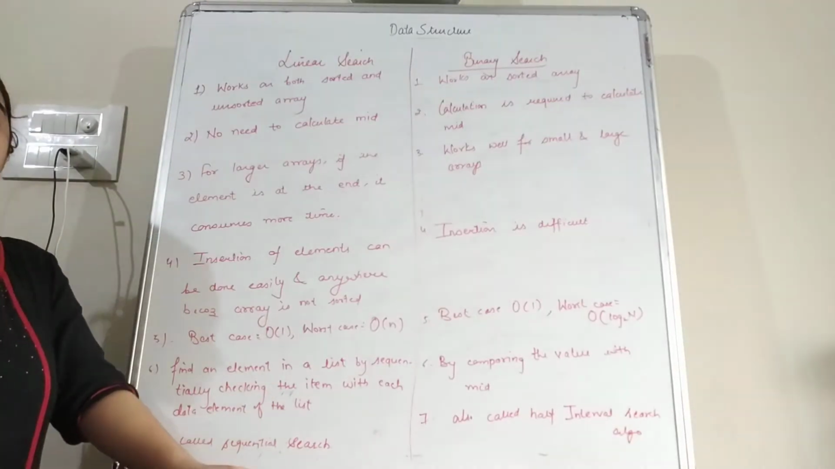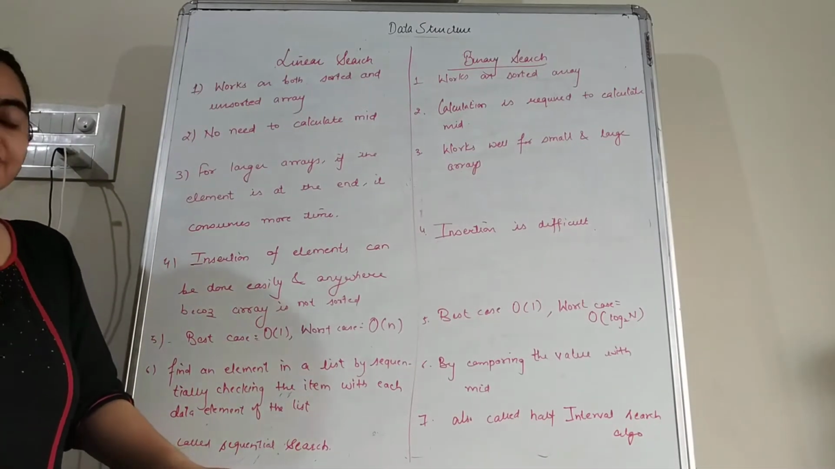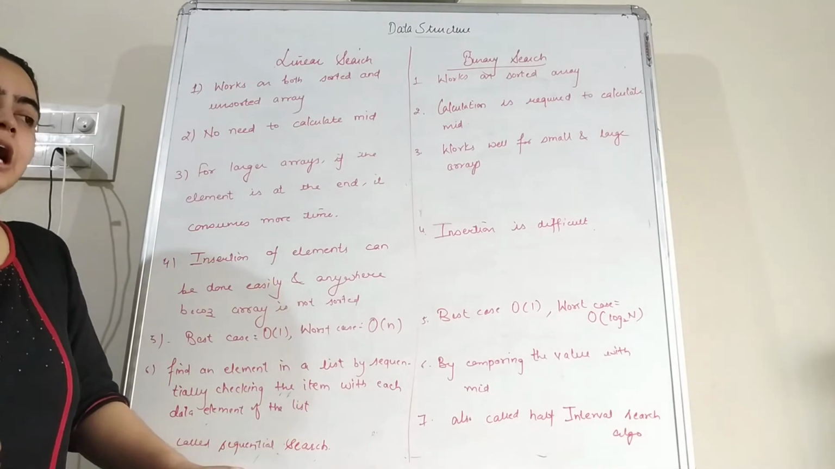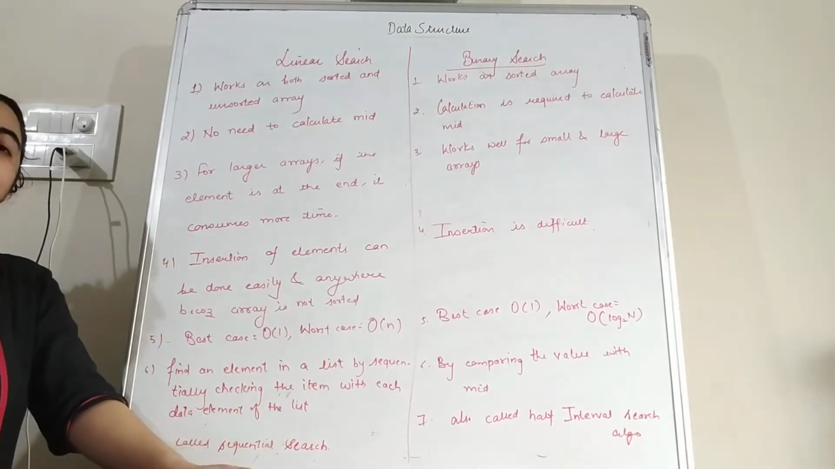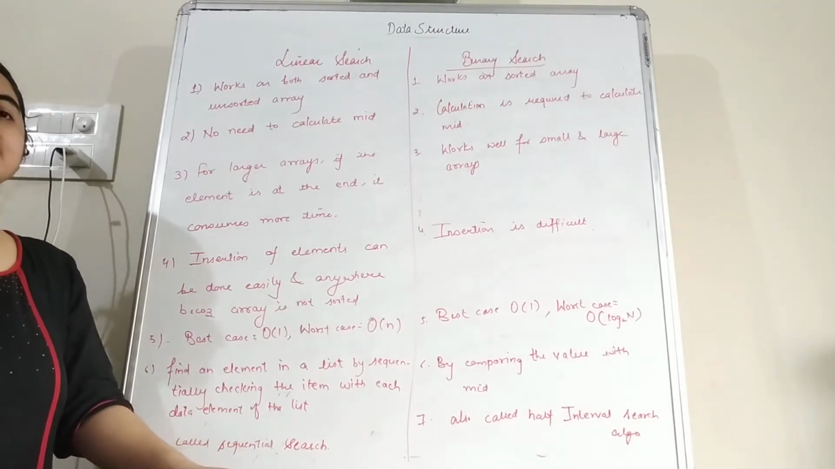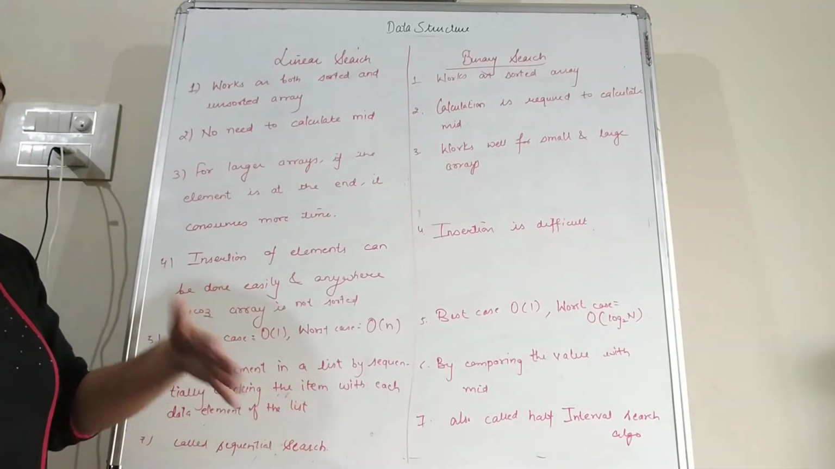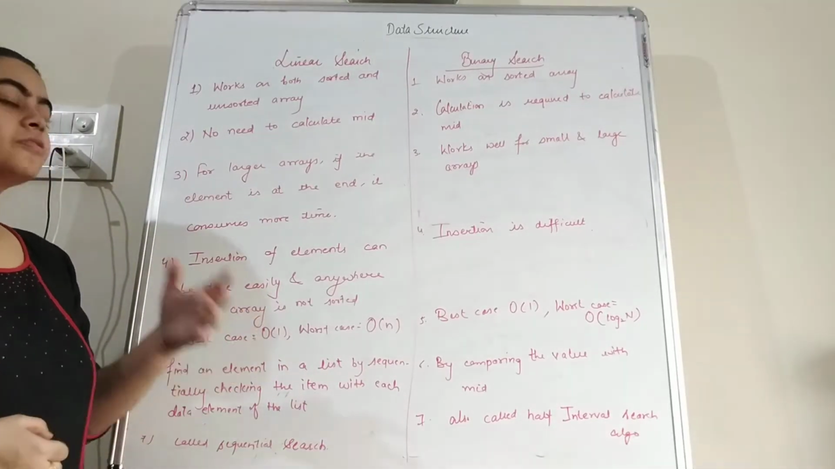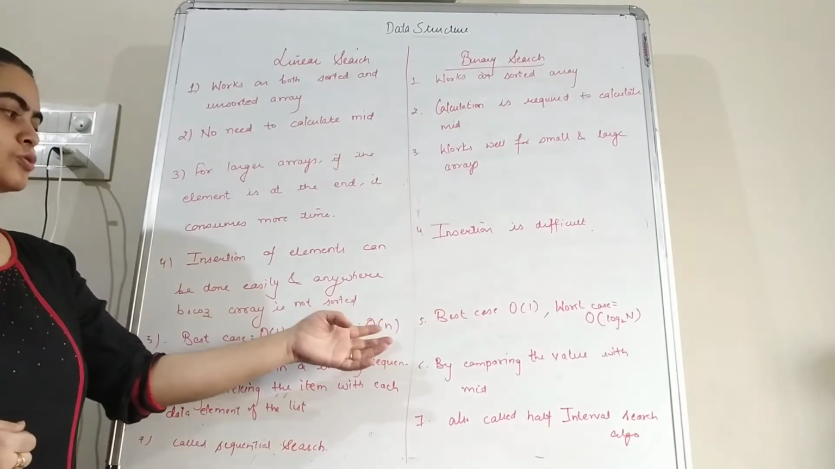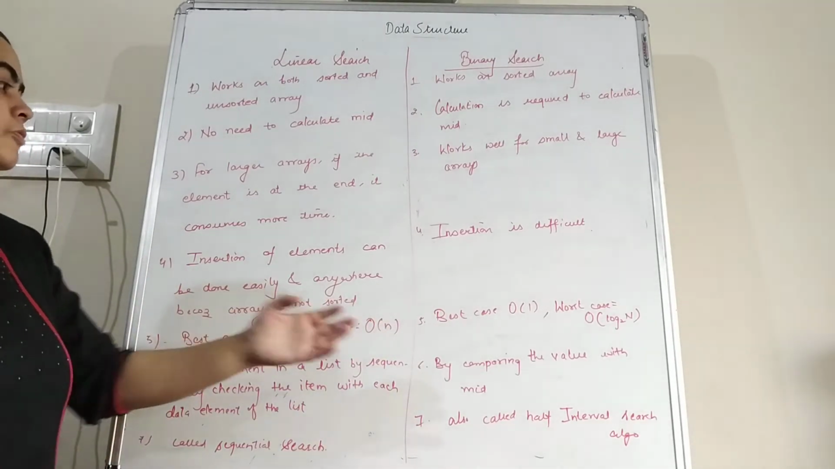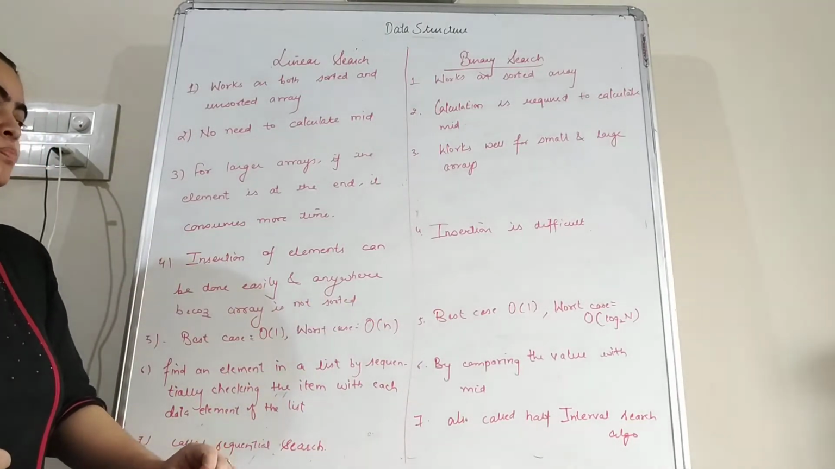And worst case is big O of n. Why is it big O of n? Because if we have n number of elements in our array and the element which we are going to find is at the nth location, then we have to compare n times with the data elements present in the array. So worst case is big O of n.